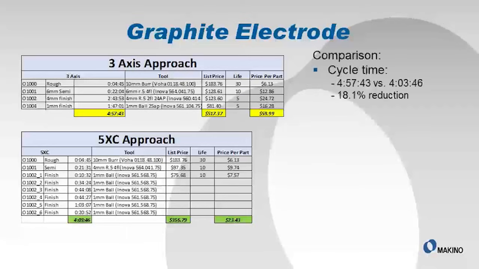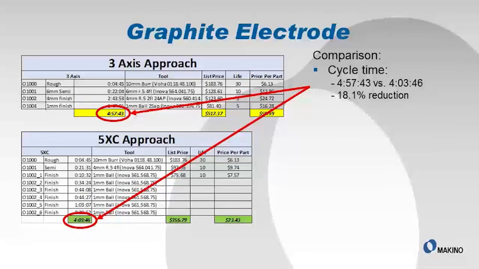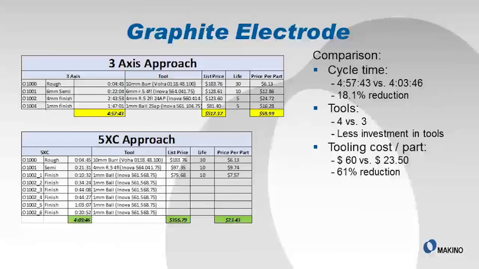If we wanted to compare those, the first thing you look at is the cycle time. And basically the 3-axis approach, we're at almost 5 hours, 4 hours, 57:43, versus the 5XC is 4:03, so just over 4 hours. So that's about a little over an 18% reduction in the actual cycle time to make the graphite electrode. Second thing to look at is tools.